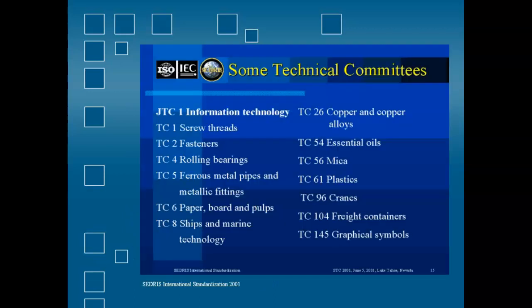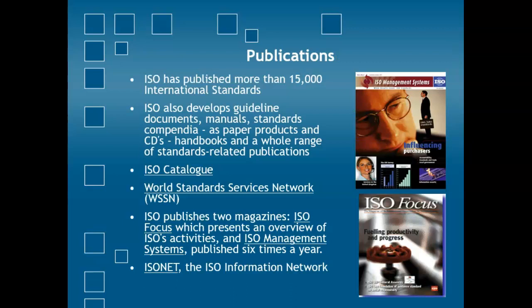And here's some other technical committees. You can see these details I was talking about: screws, fasteners, bearings, pipes, paper, and many others, oils, plastics, freight containers we talked about, and symbols. So here's the publications. They published well over 15,000 international standards.